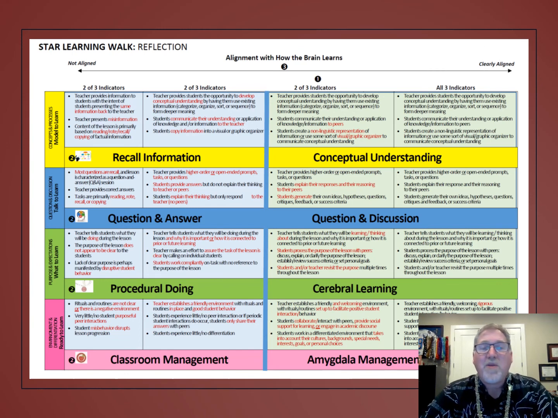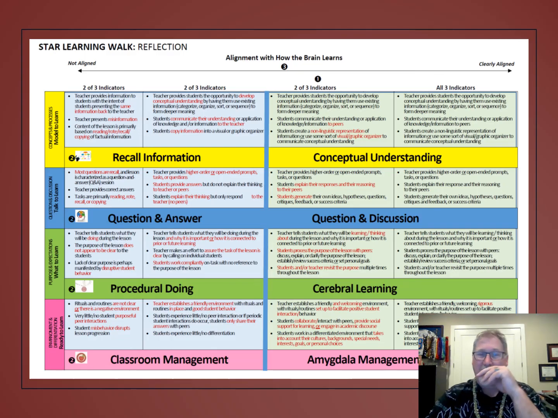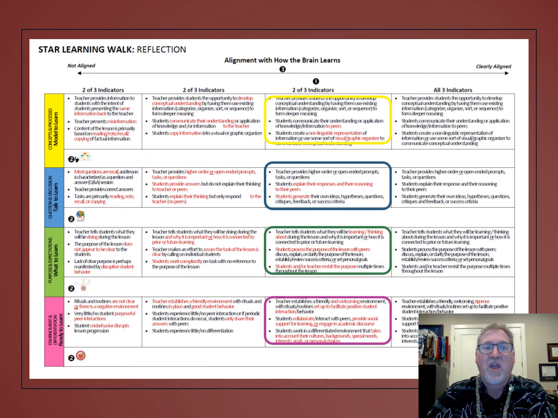So we're going to be looking at simply question and discussion. Like I mentioned before, this is Danielson 3B, and I know you're familiar with it. So we talked about HOT questions, processing with peers, and initiating your own learning. And in the midst of this, what we try to focus on here is student learning community, student-centered learning, and "say it to save it" is our little slogan. So as we're moving forward and looking at question and discussion, we have the whole rubric, and we always start in the third column, and so that's what we're going to do here.